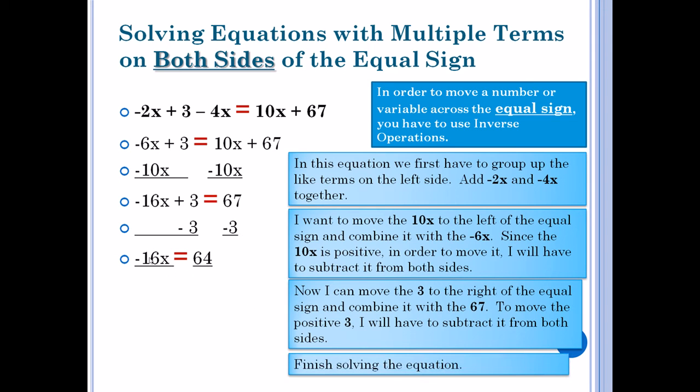You got this. The opposite of multiplying by negative 16x, divide by negative 16 on both sides of the equal sign. Negative 16 divided by negative 16 is positive 1x. And positive 64 divided by negative 16 is negative 4. We did it. All right, so that's with multiple terms on both sides of the equal sign.